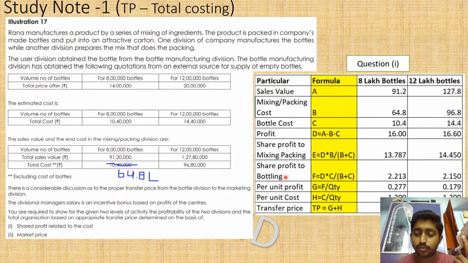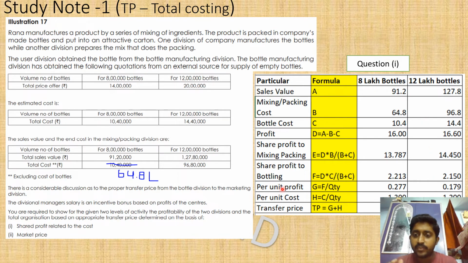Second agenda is we have to fix the transfer price. Transfer price for what? Transfer price for the bottle that is transferred from the bottling division to the mixing and packing division. So for the bottling division we have the profit of bottling division, which is F. F divided by the quantity, 8 lakh quantity, gives profit per unit of 0.277. And similarly for 12 lakh cases, the profit is 0.179.